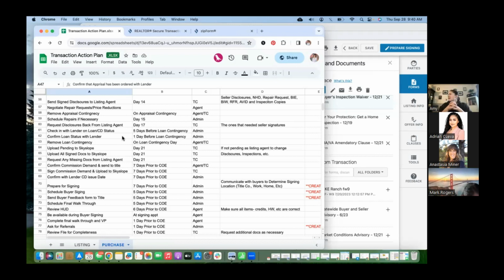Now, keep in mind that oftentimes a lender will not say, oh yeah, you're good to go, remove that loan contingency. They never want to say that because they don't want to be on the line for telling you that you can remove the loan contingency and then have something happen.